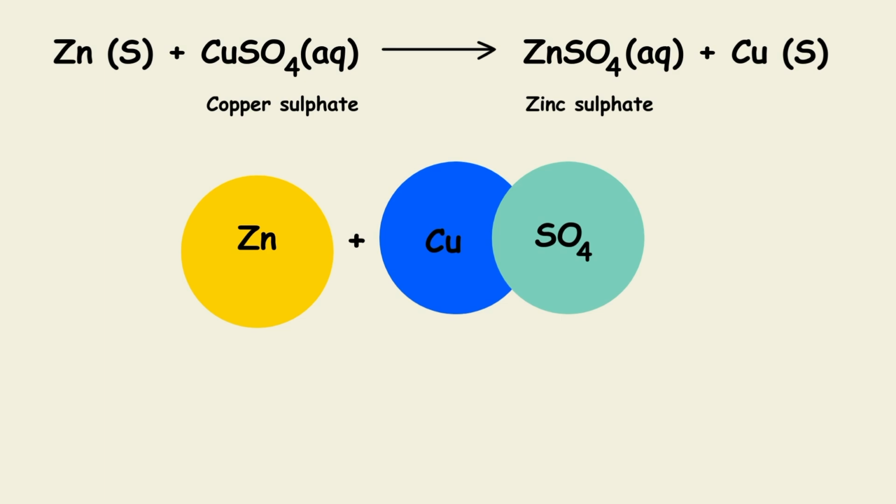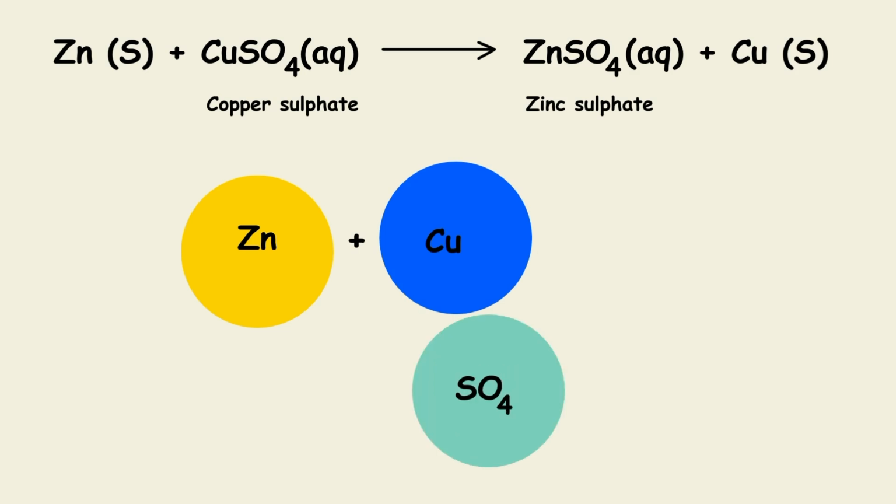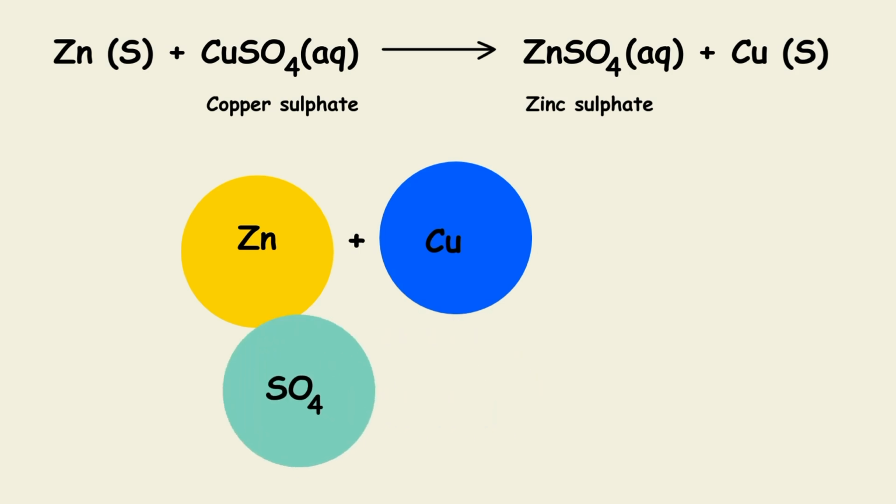Other examples of displacement reaction are the reaction between zinc and copper sulfate solution. Here again, when zinc reacts with copper sulfate solution, the zinc displaces the copper from the copper sulfate solution and it becomes zinc sulfate.